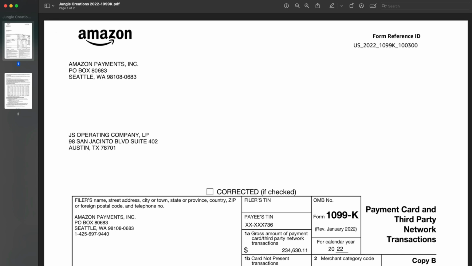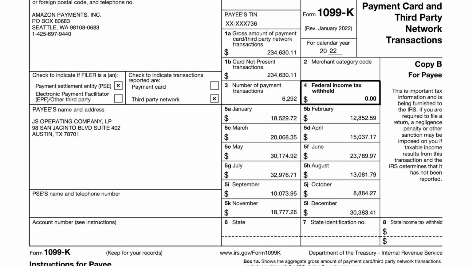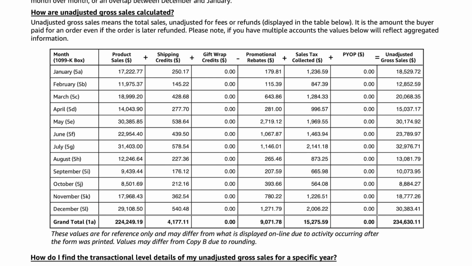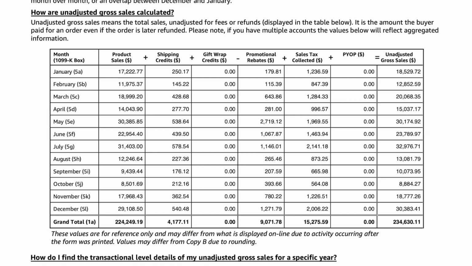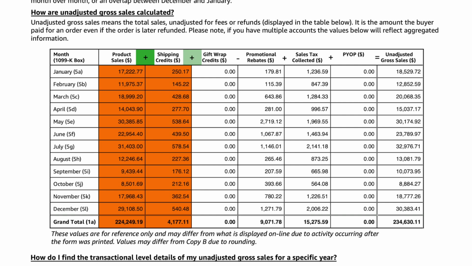Now, for those who are qualified, when you open up the form, go ahead and scroll down to the second page. This is where you'll see a monthly breakdown of how Amazon is calculating your yearly revenue. So really all they're doing here is simply adding together your product sales, shipping credits, and gift wrap credits. But in our case, we don't have any.